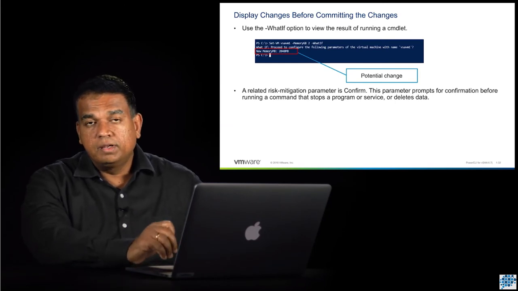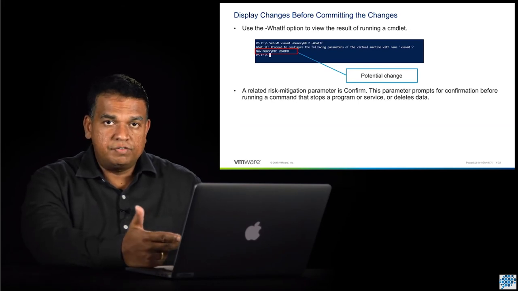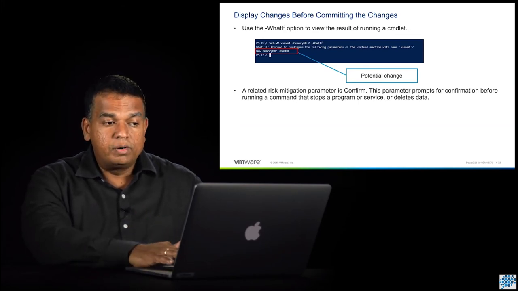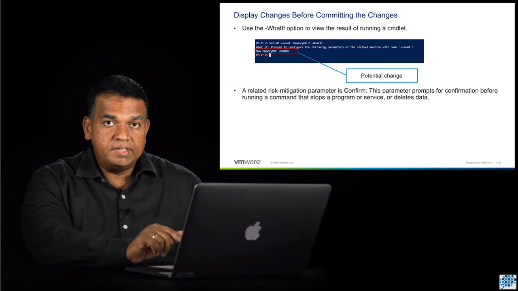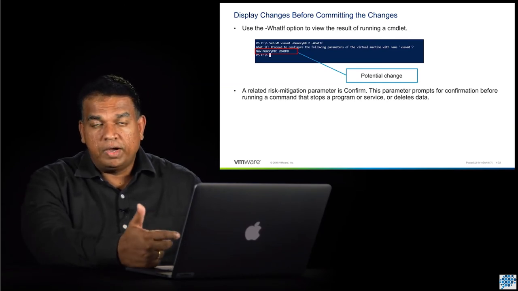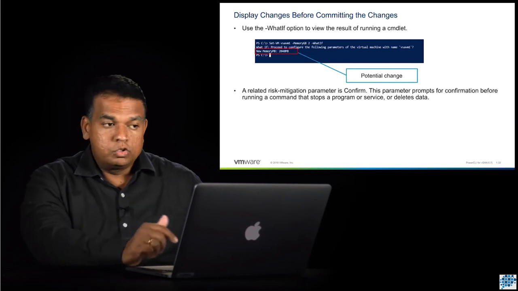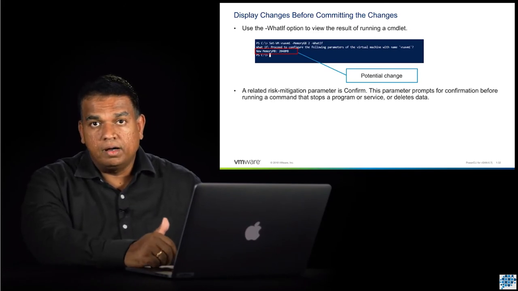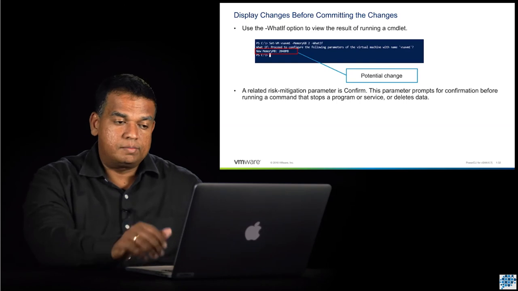Another similar example of this kind of safety mechanism is the Confirm parameter. If you use the Confirm parameter, even after you run the cmdlet and press enter, it will ask you whether you actually want to run it, and if you say yes, it is going to go ahead and run it. So WhatIf and Confirm are the two parameters which you can use in cases where you have doubts about running a particular cmdlet.